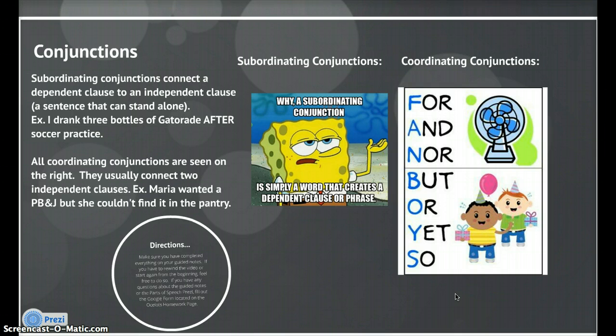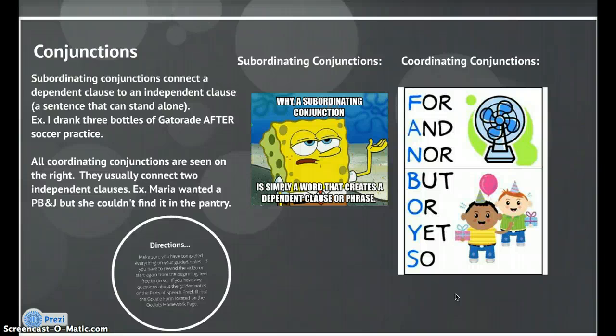Conjunctions are big. They're important because they connect 2 different either independent clauses or dependent clauses. Subordinating conjunctions connect a dependent clause to an independent clause, a sentence that can stand by itself. In the example I wrote, I drank 3 bottles of Gatorade. That is an independent clause. It stands by itself as a sentence.